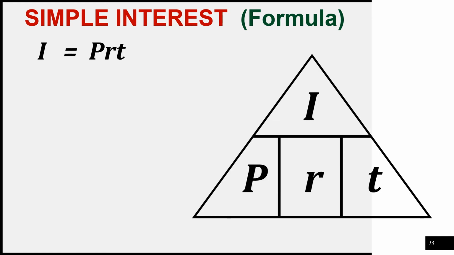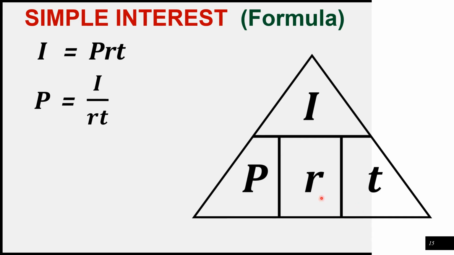You can see that inside the triangle, we have the I, or the interest, on this part right here. And below that, we have the P, R, and T. Now, if we are looking for the value of the principal, all we have to do is just to divide I by the product of the rate and the term. So we have the formula P equals I divided by RT.